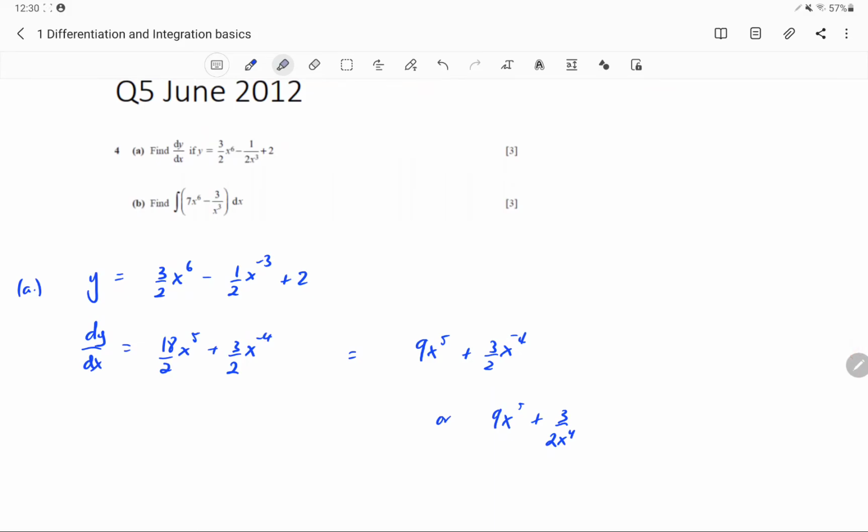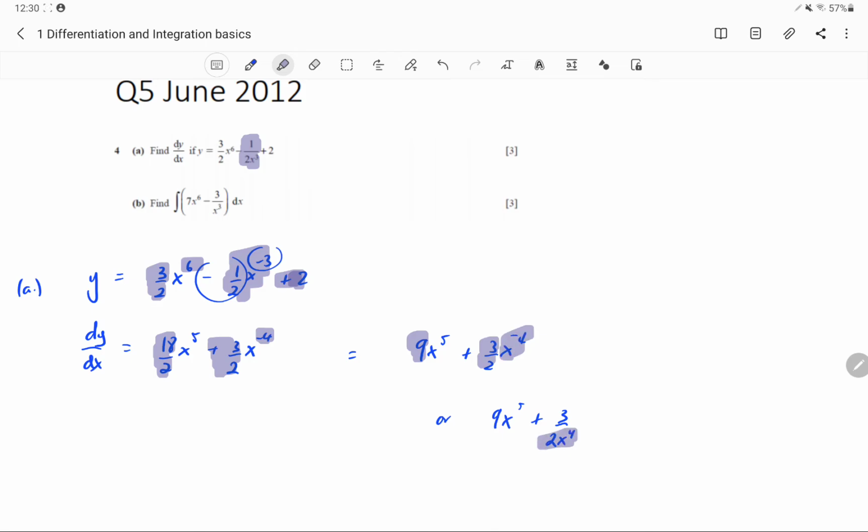So I have rewritten this 1/2x cubed to give us a half x to the -3. So then differentiate, 6 multiplied by 3/2 is 18/2, which will simplify. Then we have -3 multiplied by -1/2 is a positive 3/2. And then subtract 1 from the index, and a plus 2 goes away. So simplify your fractions, 18/2 is 9. Then we'll have 3/2, and you can rewrite it with your x to the power of -4 in the bottom if you wish.